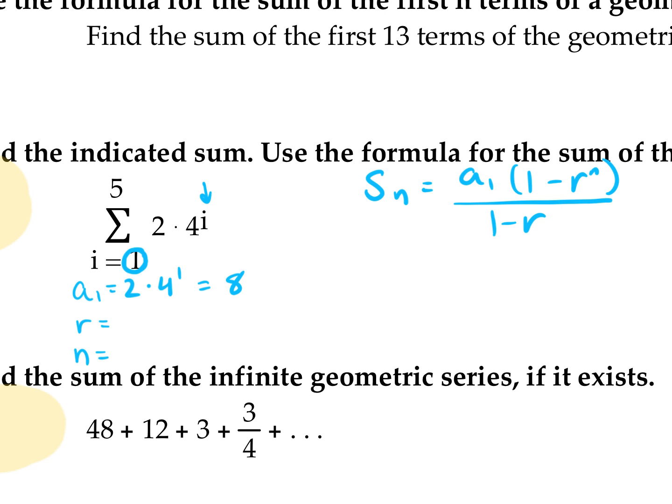What is our ratio? 4. It is just the number that has the exponent. So it's whatever the number that has the exponent is. So our ratio is 4.